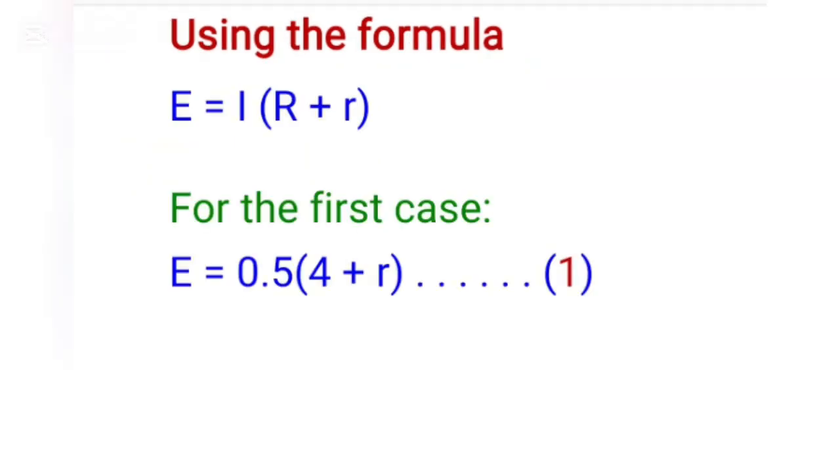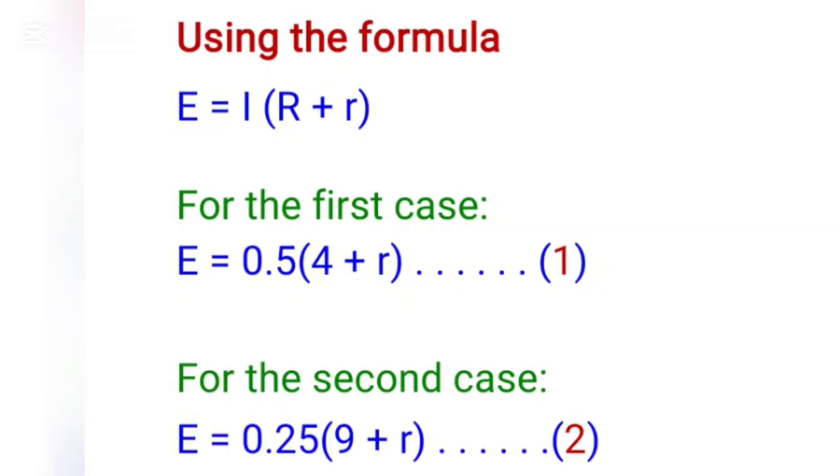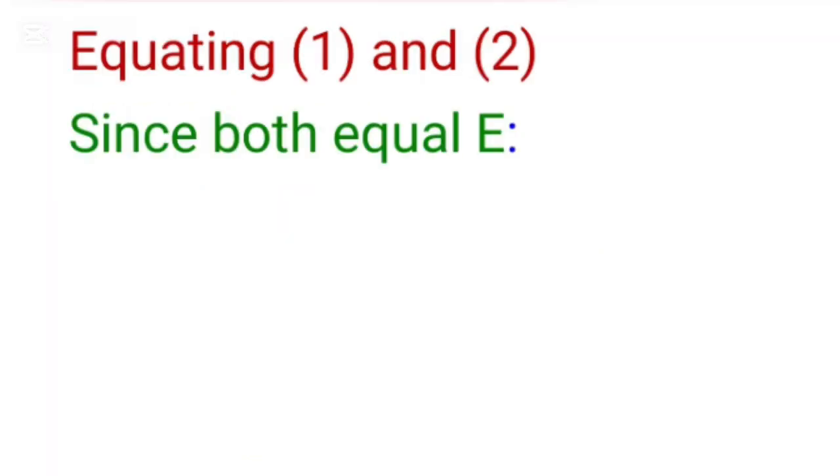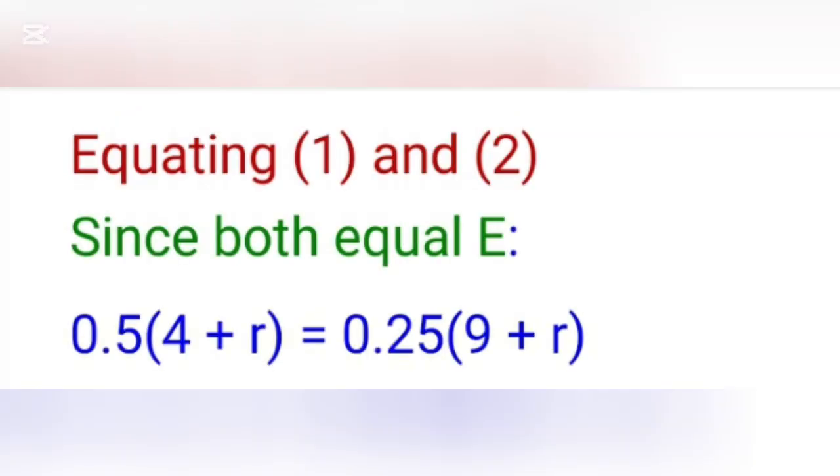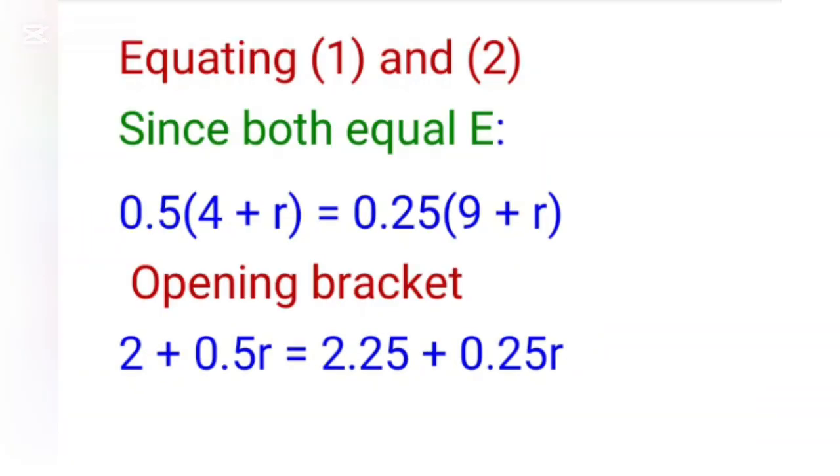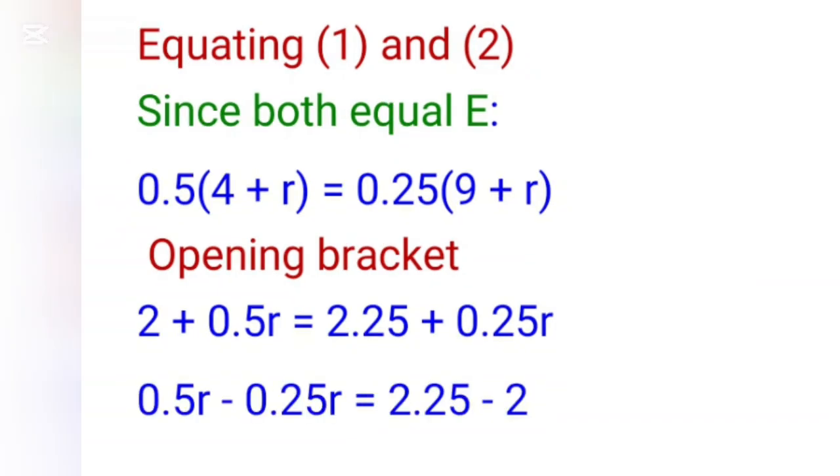Substituting in the values for the first case, E is equal to 0.5(4 plus r), equation 1. For the second case, E is equal to 0.25(9 plus r), equation 2. Equating equation 1 and 2, since both equal E, we have 0.5(4 plus r) is equal to 0.25(9 plus r). Opening brackets, we have 2 plus 0.5r is equal to 2.25 plus 0.25r. Collecting like terms, 0.5r minus 0.25r is equal to 2.25 minus 2.